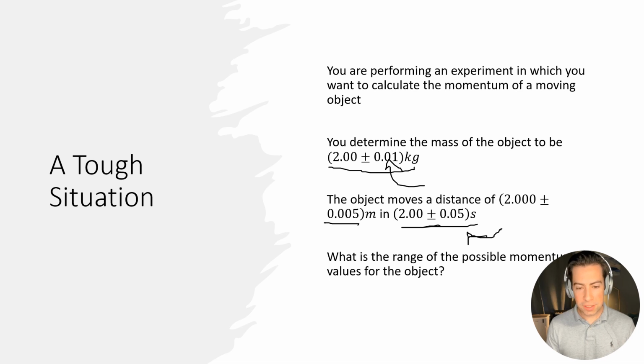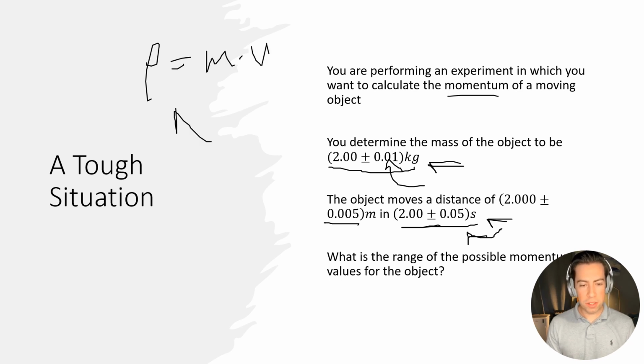So the question here is, if I want to calculate the momentum, and all these things have some uncertainty to it, whenever I use the equation momentum equals mass times velocity, what is the uncertainty in the momentum? How does this uncertainty propagate? And again, here, velocity would just be the change in the distance over the change in time.